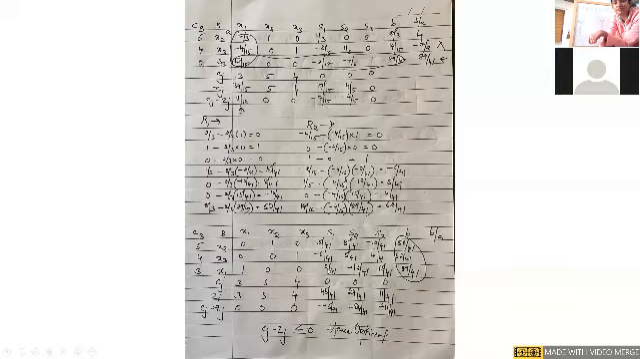Minus 2 by 15 divided by 41 by 15 gives us minus 2 by 41. Minus 4 by 5 divided by 41 by 15 gives us minus 12 by 41. And 1 divided by 41 by 15 gives you 15 by 41. And 89 by 15 divided by 41 by 15 gives you 89 by 41. So this is how you found out the new row.